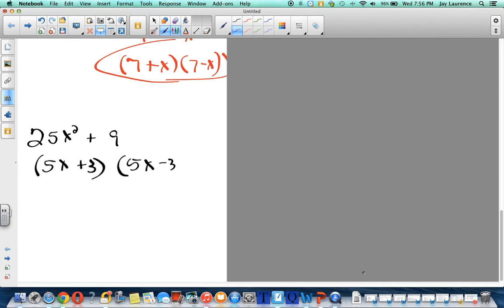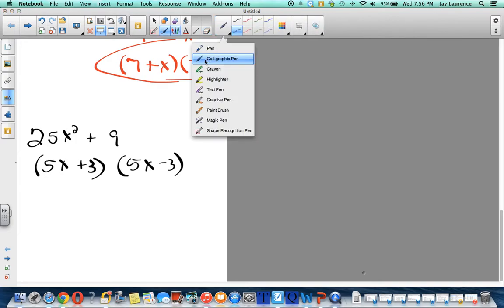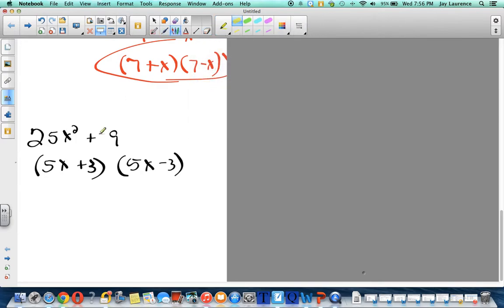Because if I double distribute this, when I get to the point where I'm going to multiply, hold on, I lost my highlighter, pressed the wrong button there. Sorry about that. When I double distribute, at some point I'm going to have to multiply this positive 3 and this negative 3, right? When I do that, aren't I going to get a negative 9? But up here I have a positive 9, so that's not going to work.